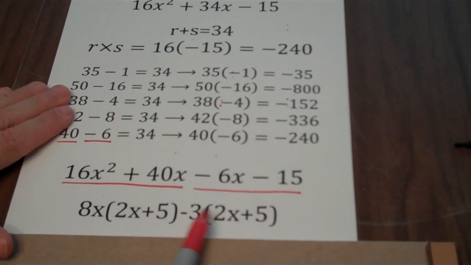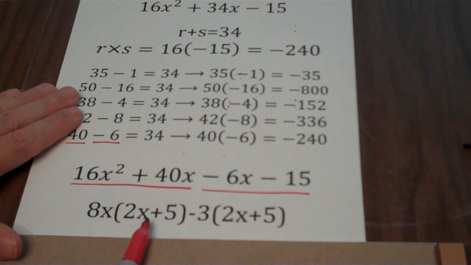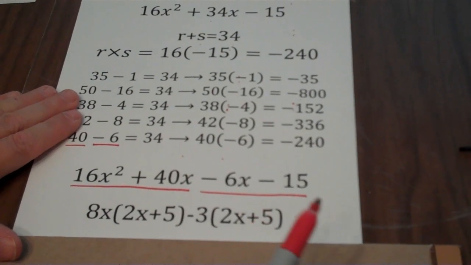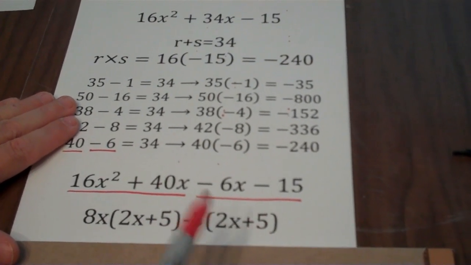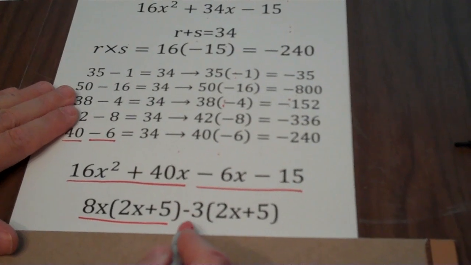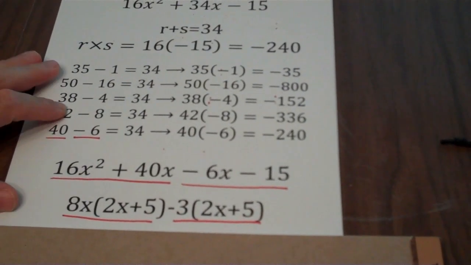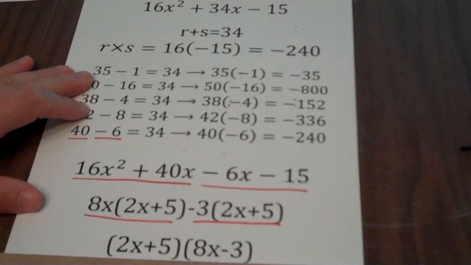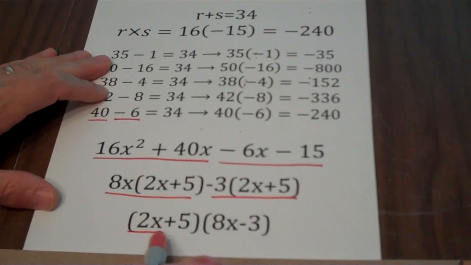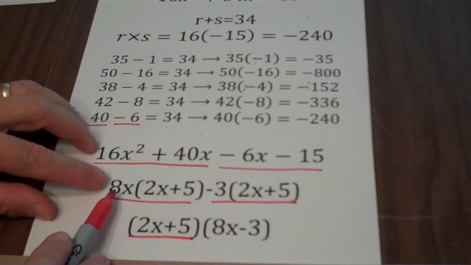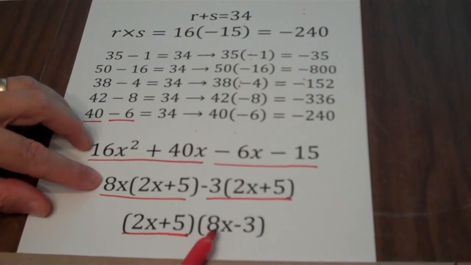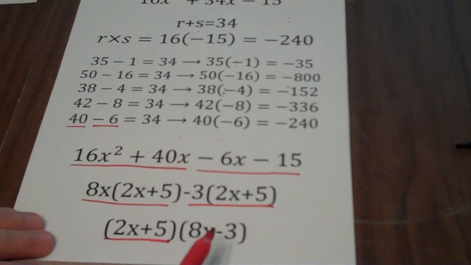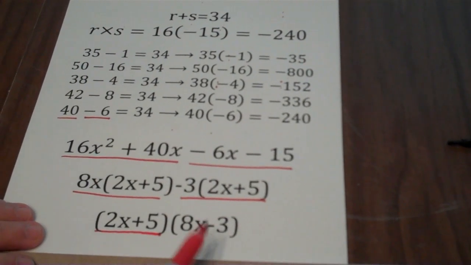Now notice that both binomials that are left are identical. That should always happen. If it doesn't, you're in trouble, because my next step is to factor out from both these terms the common term that I see. And what they both have is the binomial 2x plus 5 in common. So I'm going to factor out that 2x plus 5. From the first term, that leaves me an 8x. From the second term, that leaves me with a negative 3. And once again, I've arrived at exactly the same solution that I had by my first method.